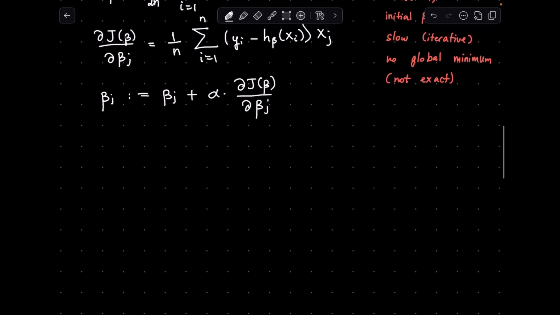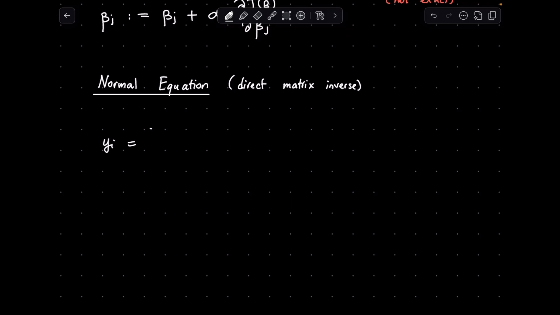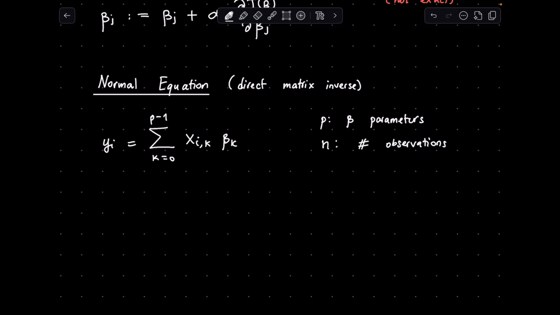If you are being asked this question in an interview, they probably want you to derive the normal equation, or at least know the answer off the top of your head. So let's derive the normal equation and solve it using the direct matrix inverse approach. Once again, the yi can be written as the sum of xik times beta k, where k runs from 0 to p minus 1. So p is the number of beta parameters, and we'll have n observations.